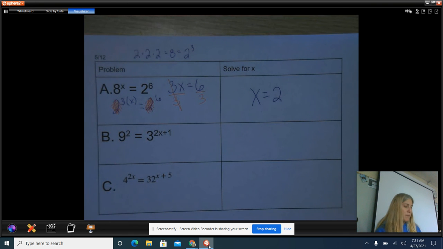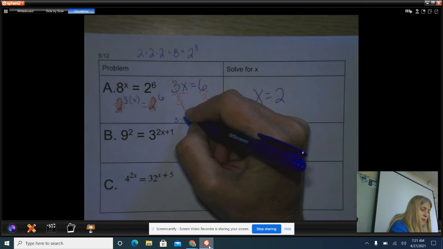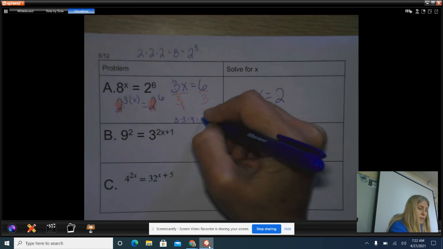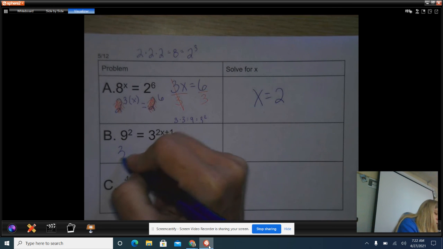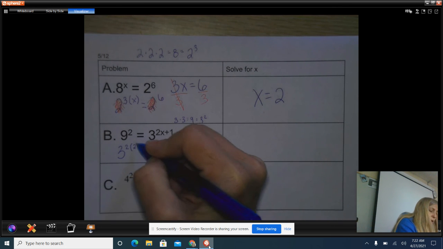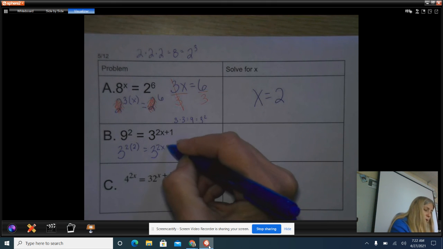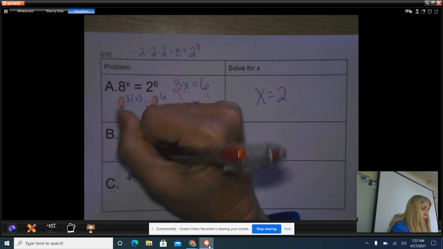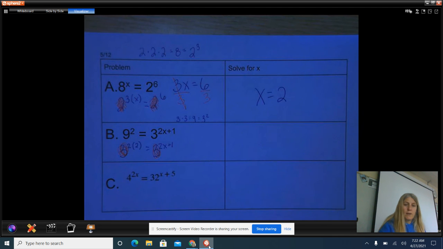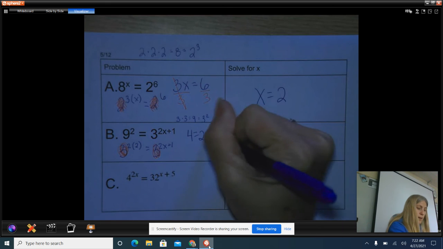Okay, let's look at B. In this case, my smaller number is 3, and I know that 3 times 3 is 9, so I can rewrite that as 3 squared. So I'm going to write 3 squared, put what my current power is in parentheses, and that's equal to 3 to the 2x plus 1. Once again, I've made those bases the same, so we can have them go away and write what's remaining. 2 times 2 is 4, and that's equal to 2x plus 1.